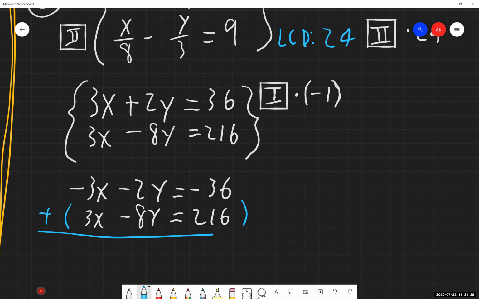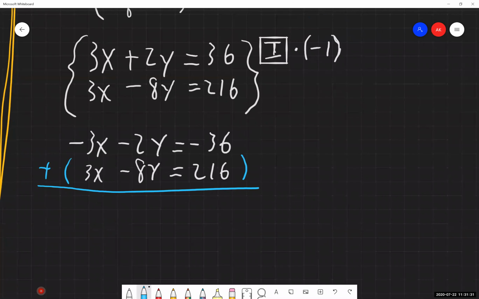And now I'm going to add these equations together vertically. So negative 3x plus 3x, those are going to cancel and be gone. I have a negative 2y minus 8y. That's going to give me negative 10y. And then I have negative 36 plus 216. I don't know what that is off the top of my head. I want to guess 180. It is 180. So I just applied the calculator off screen.